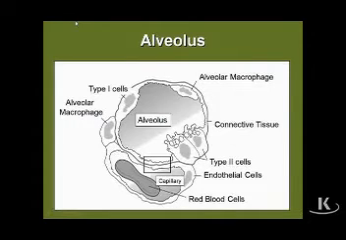Note that it is the cytoplasm of the type 1 pneumocytes that form an integral component of the blood-gas barrier. And as you note on here, and we'll see this again later, inside the lumen of the alveolus we might find alveolar macrophages, whereas alveolar macrophages may also be found in the thin connective tissue septa that separate individual alveoli.